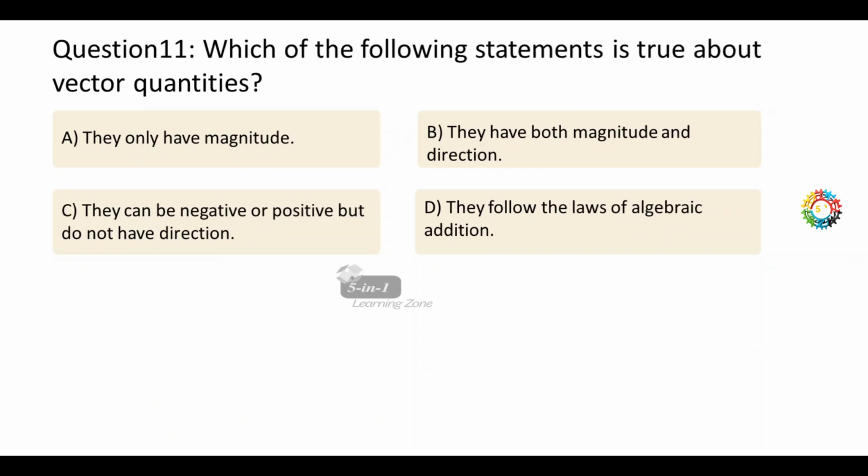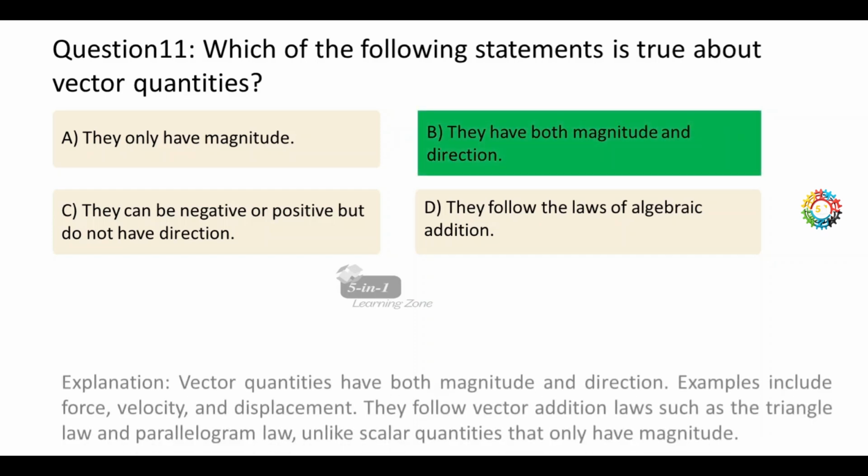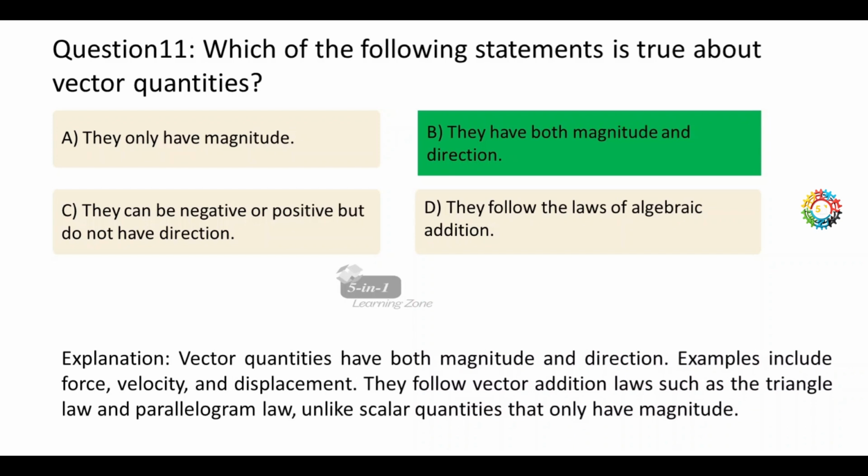Question 11. Which of the following statements is true about vector quantities? Answer. B. They have both magnitude and direction. Explanation. Vector quantities have both magnitude and direction. Examples include force, velocity, and displacement. They follow vector addition laws such as the triangle law and parallelogram law, unlike scalar quantities that only have magnitude.